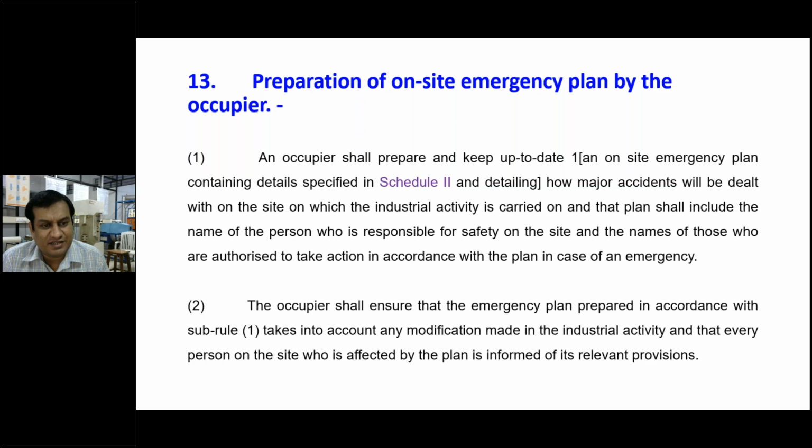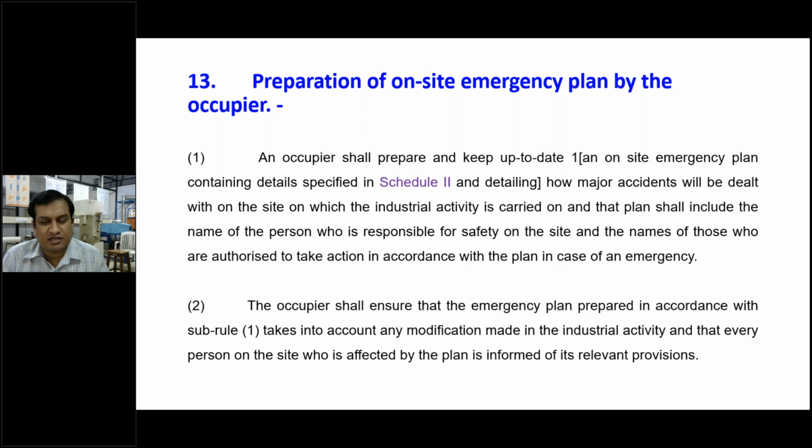This plan, for the site where the industrial activity is carried on, includes the name of the person who is responsible for the safety on the site, and the names of those who are authorized to take action in accordance with the plan in case of emergency. So you have to give the information on who is the main responsible person for the on-site emergency, and the other members who are also responsible for tackling this emergency situation on the site. All this information should be given in the on-site emergency plan.